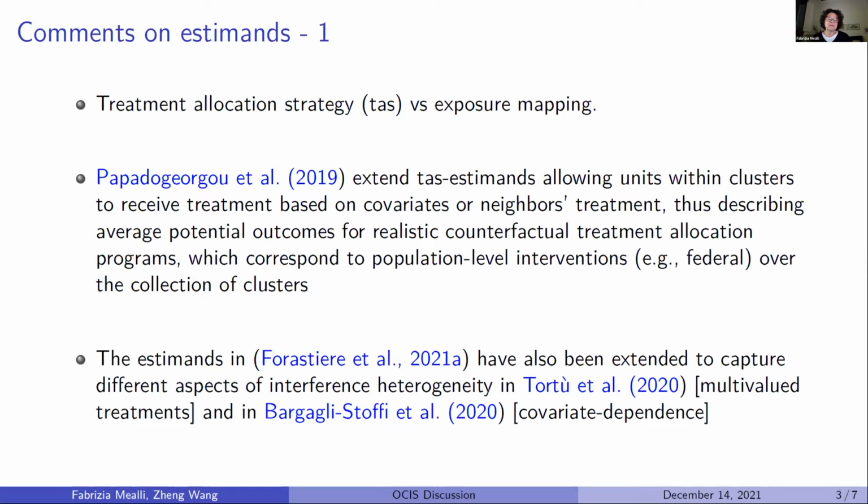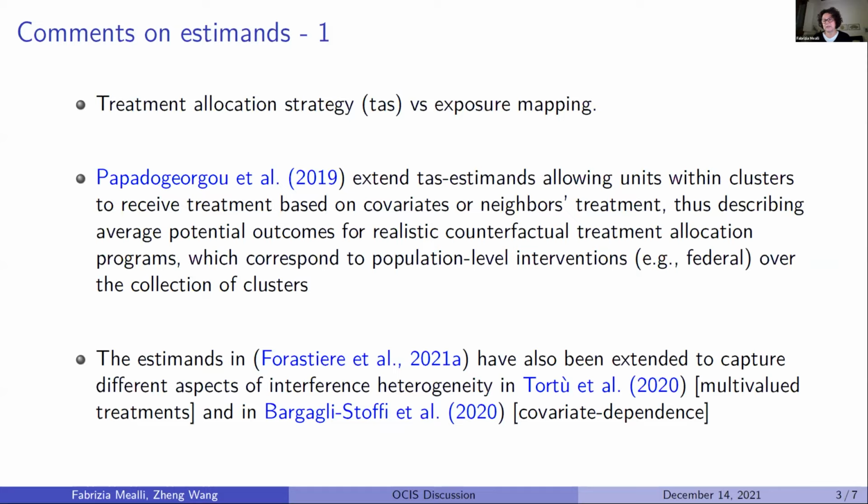The estimands that were proposed in Forastiere et al. that have been extended in the paper that we are discussing today have also been extended to capture different aspects of interference heterogeneity in two other papers. And again, they capture different sources of heterogeneity. In Tortu et al., heterogeneity stems from the fact that the treatment is multivalued. And so interference depends on the proportion of your neighbors being treated with different levels of the treatment.